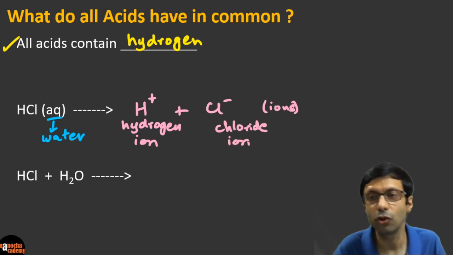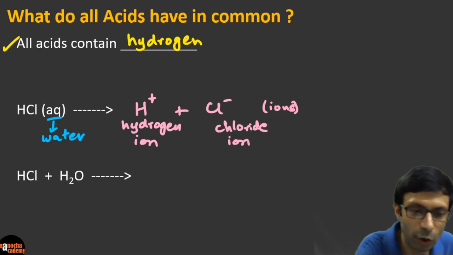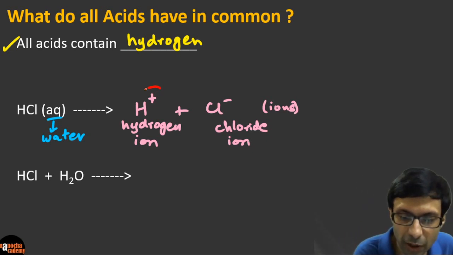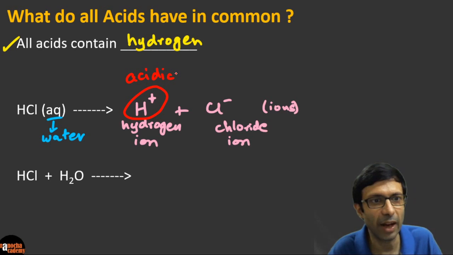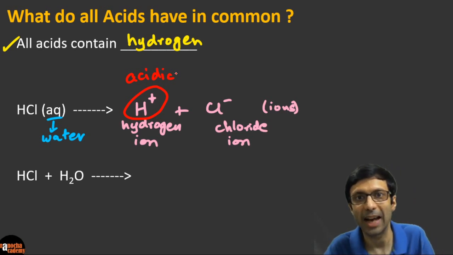And this hydrogen ion is very important, because this is the guy. This hydrogen ion is what causes the acidic behavior or the acidic nature. So you must have H plus ions for an acid to show acidic behavior.